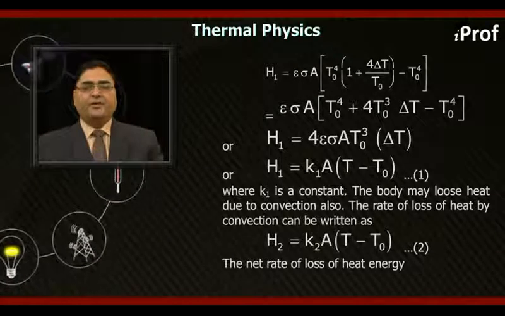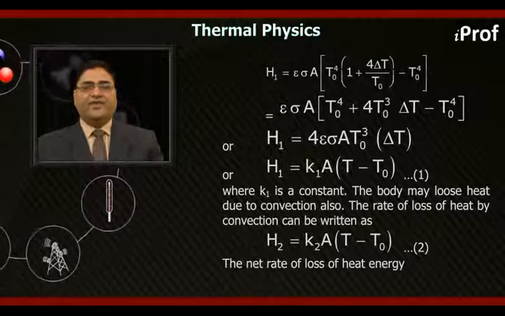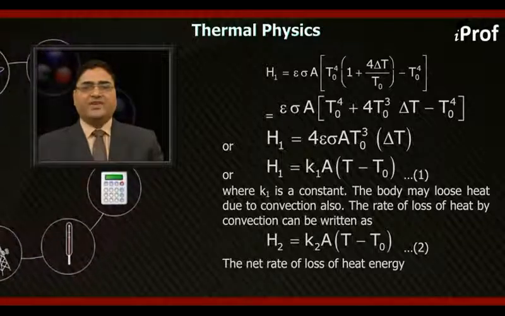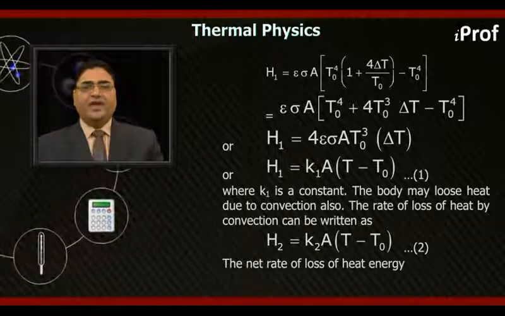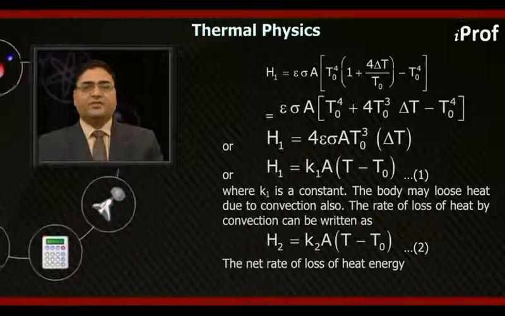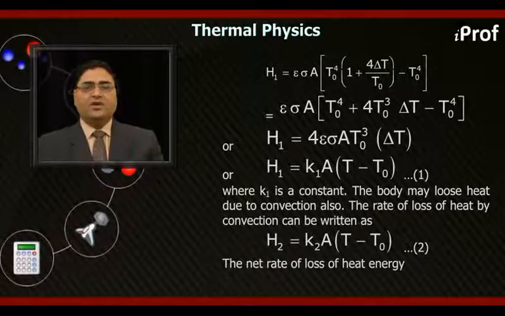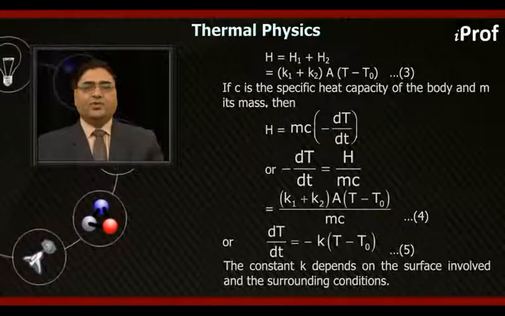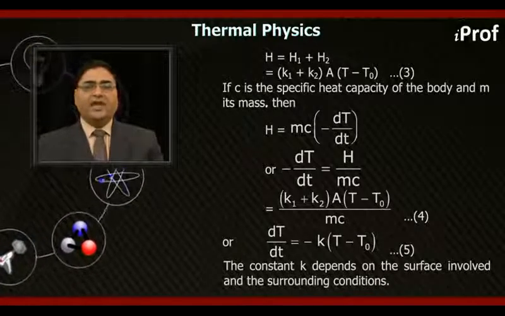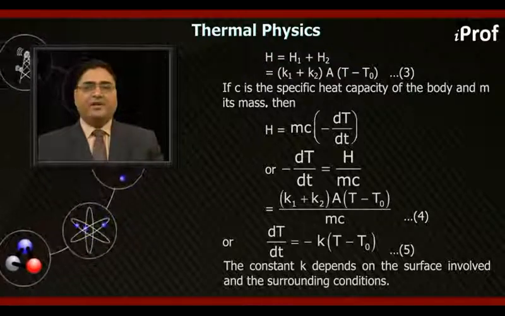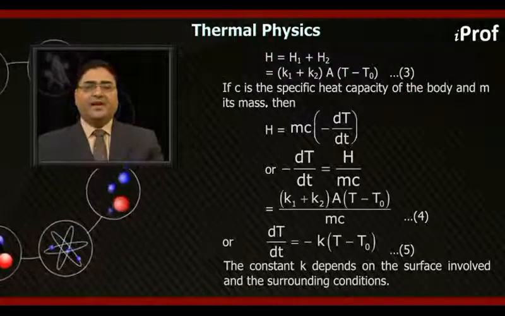The body may lose heat due to convection also. The rate of loss of heat by convection can be written as H2 equals K2 A (T minus T0). The net rate of loss of heat energy H equals H1 plus H2 equals (K1 plus K2) A multiplied by (T minus T0).